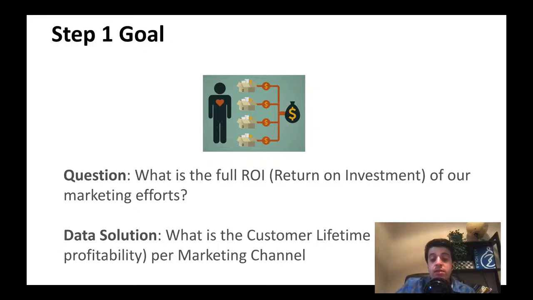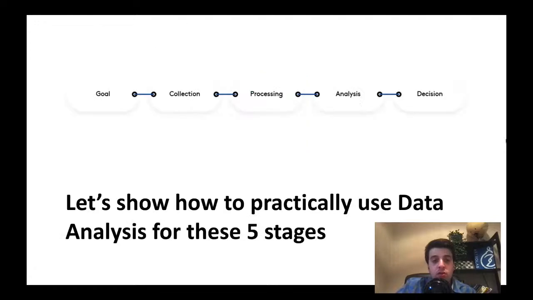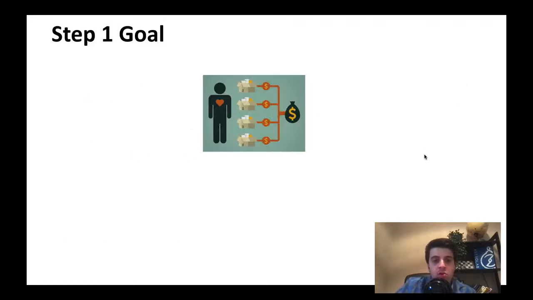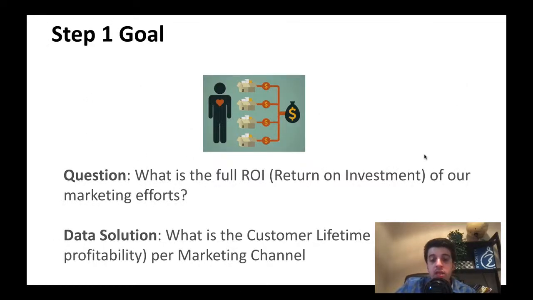And the data solution is to basically calculate something that's known as the customer lifetime value, which is the actual profitability of the customer per marketing channel. So that's the goal that I'm trying to solve for. Now, what I'll cover next is these other steps that I mentioned here, which are how do I then collect data, process data, analyze data, and make a decision based on that data. So first step is to start with the goal. Step one is the goal, which is what is the full ROI or return on investment of our marketing efforts.